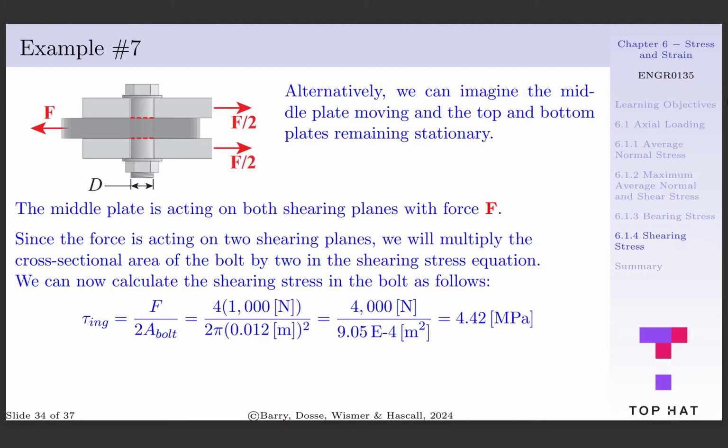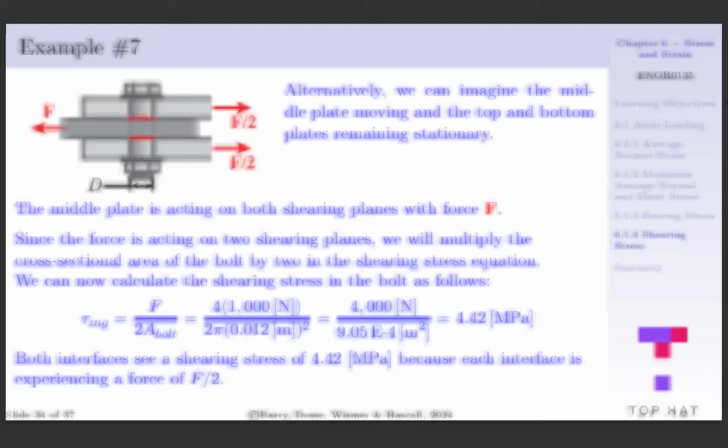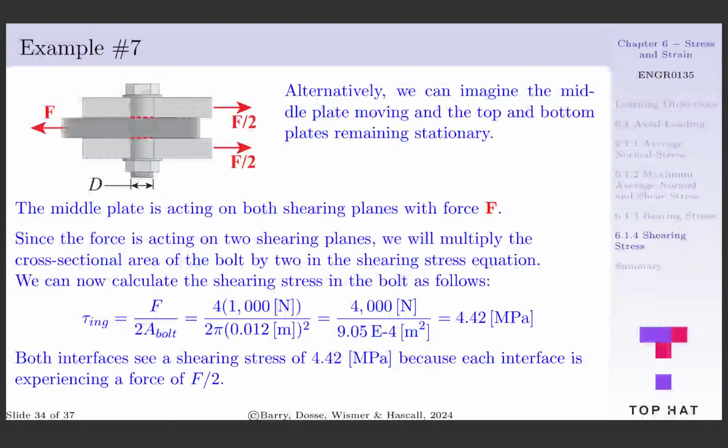We can see that each of the three approaches for this problem gives the same value for the shearing stress in the bolt. Because stress does not have commutative properties, both interfaces see a shearing stress of 4.42 megapascal due to each interface experiencing a force of F per 2.